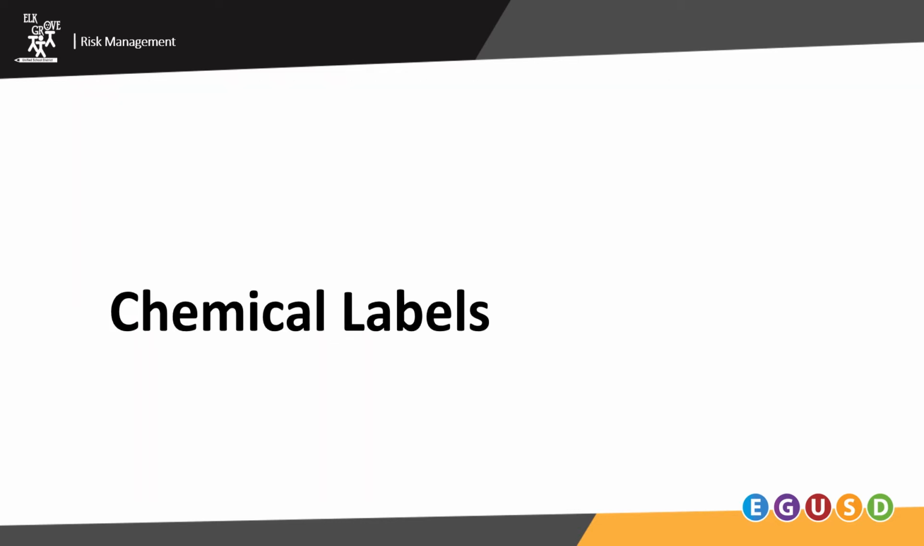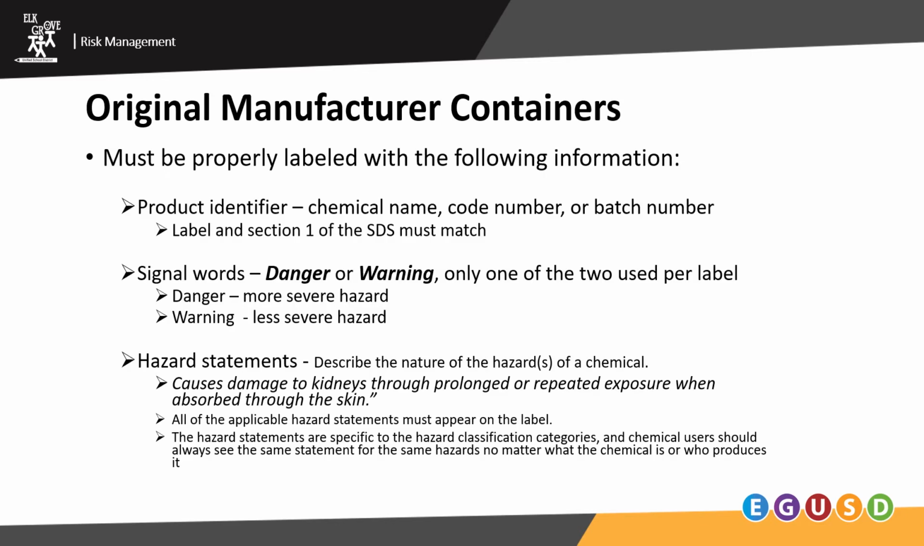Chemical labels. Original manufacturer containers must be properly labeled with the following information: product identifier, chemical name, code number or batch number. Label and section 1 of the SDS must match. Signal words: danger or warning, only one of the two used per label. Danger, more severe hazard. Warning, less severe hazard.